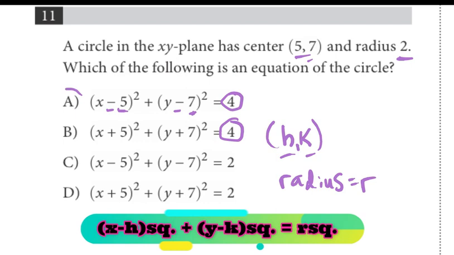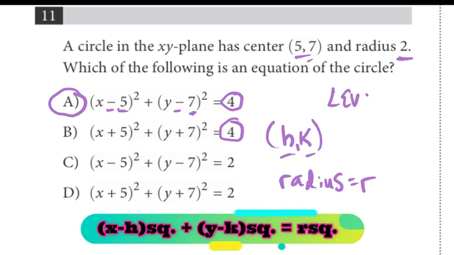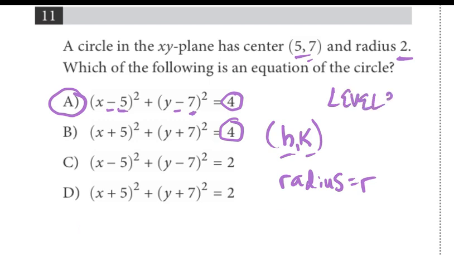Answer choice A. Level of difficulty from 1 to 10 based on students' ability to get the question correct without guessing. I will say this is a level 3.5. Know your formulas, students. Let's go to number 12.